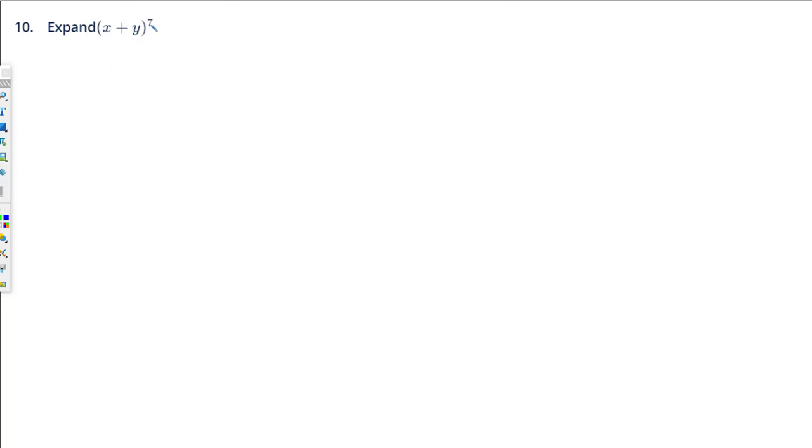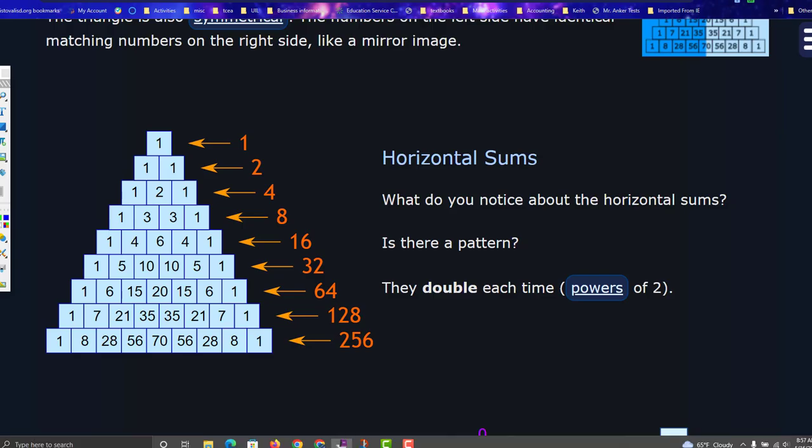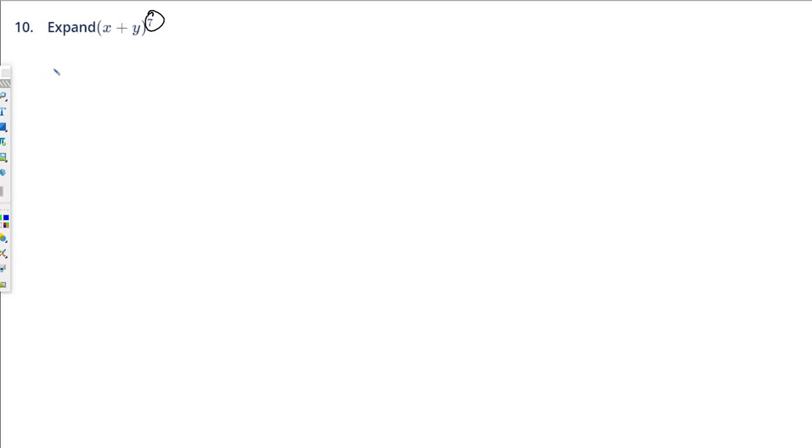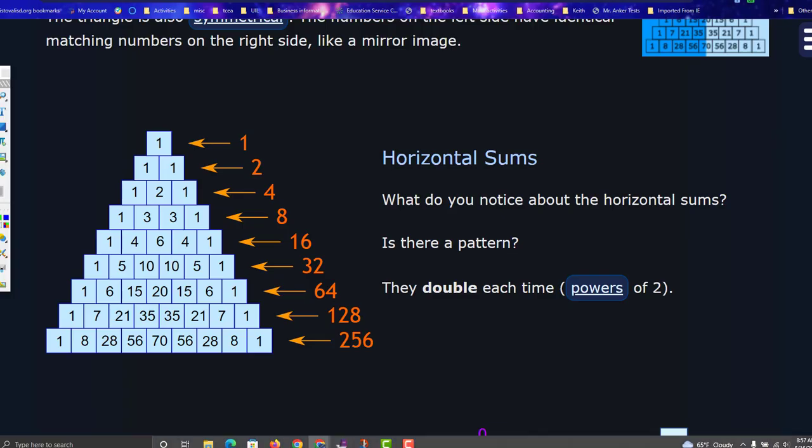So when we're looking at expanding, do you want me to work number 10 or 11? 10? The power is 7 on this one. So that means on your Pascal's triangle, we're going to go down to where we see a 7 as a second number. That's the row we're going to work. 1, 7, 21, 35. So 1, 7. What's the next number? 21.